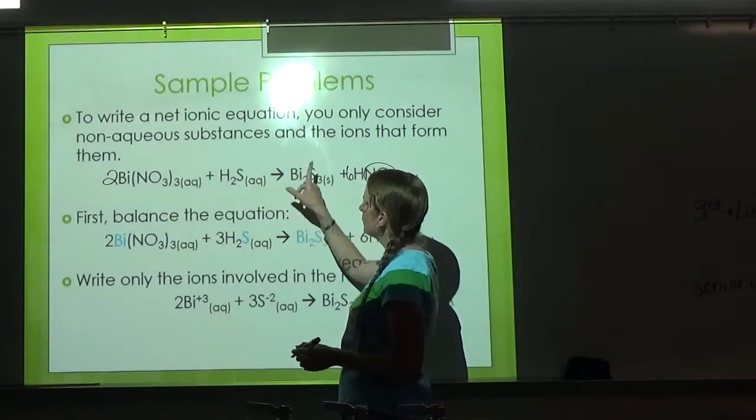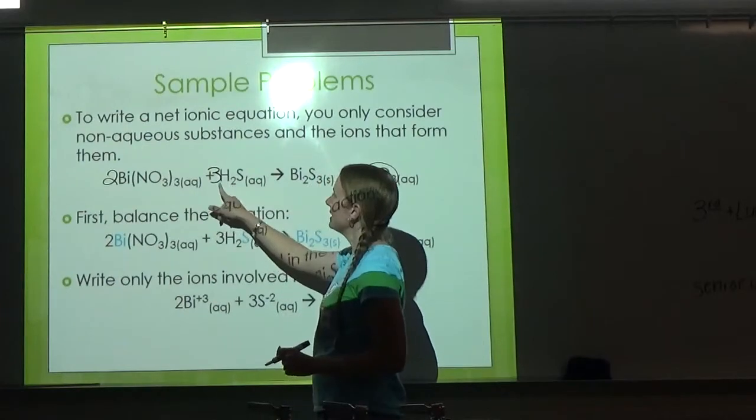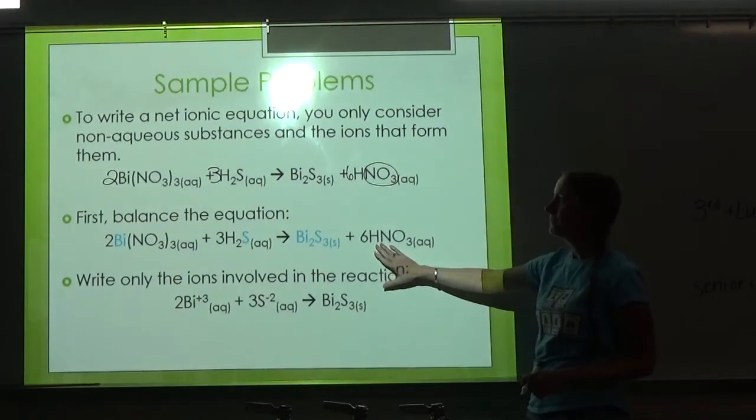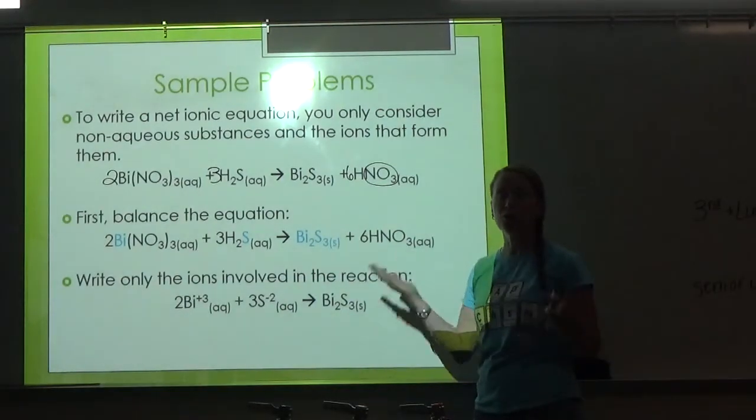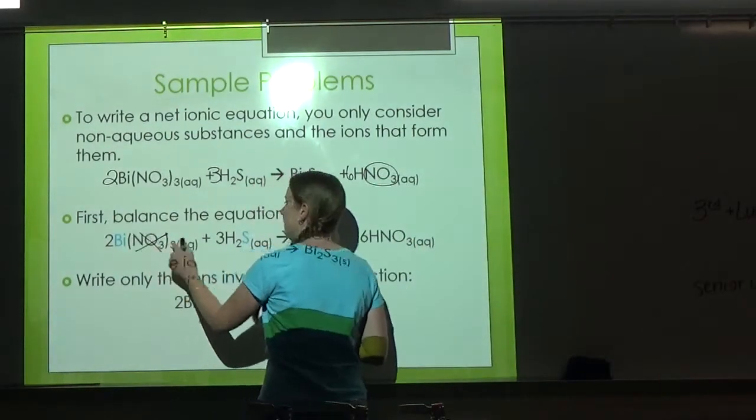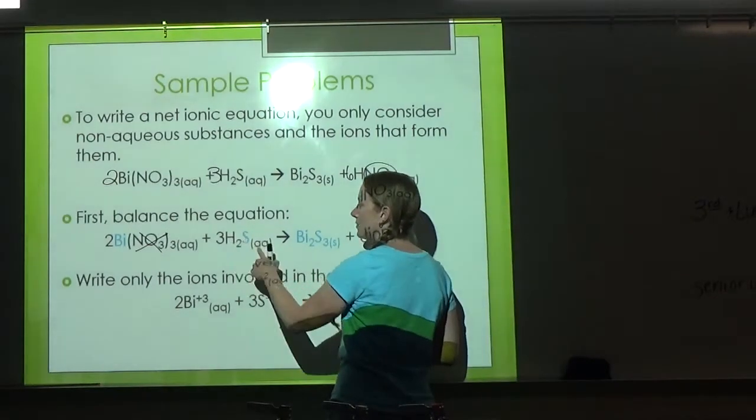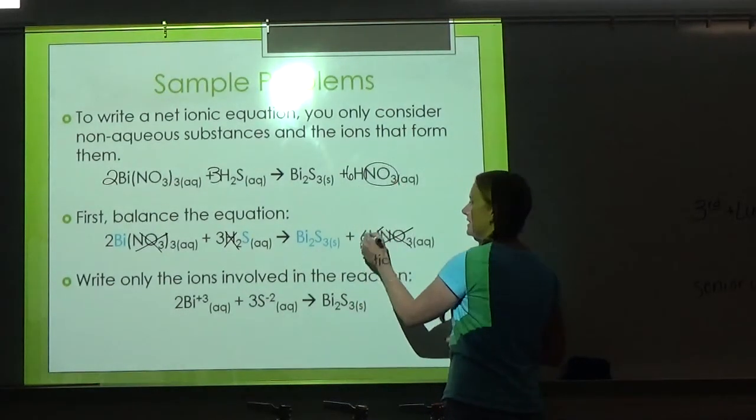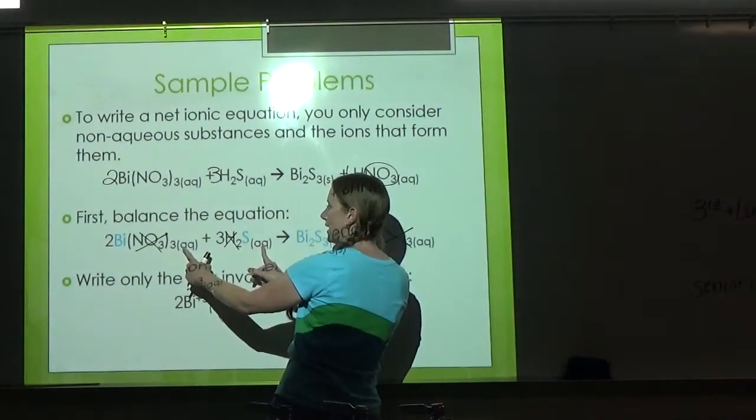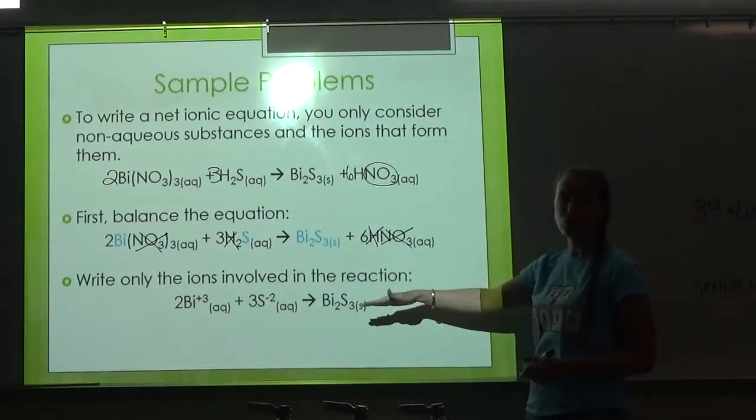Next I have 1 sulfur here, and 3 sulfur, so I need a 3 here. Last I have 6 hydrogens and 6 hydrogens. So I have it balanced. My next step is to figure out what the spectator ions are. Again, NO3 was aqueous here, and it's still aqueous. Hydrogen is aqueous here, and it is still aqueous. And finally, Bi and S were aqueous ions, but now they have bonded together to form a solid. So that is what I would pull down.